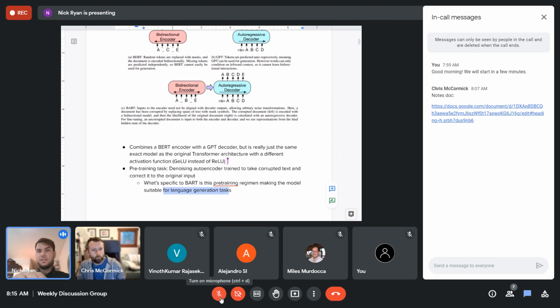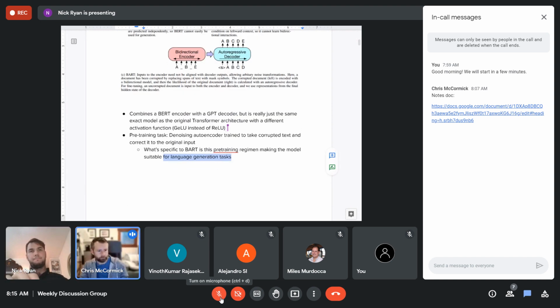And so the takeaway is that BERT's pre-training regimen makes a fine-tuned BERT model quite good at language generation specifically. So it's a good candidate for a generator.